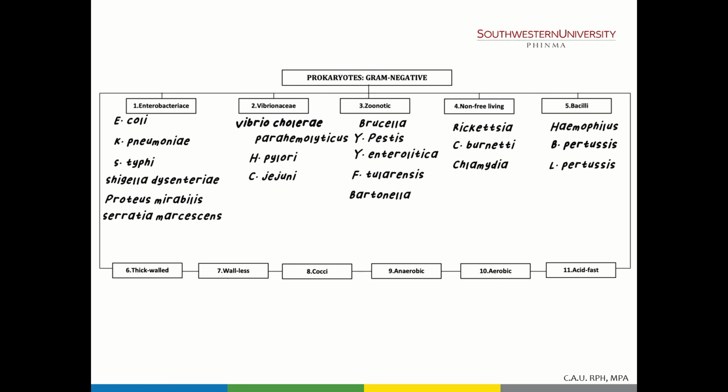So for me not to forget the microorganisms under this group, I always associate them as thick-walled with a hamburger, or a thick hamburger that has bacon, lettuce, and tomato. Bacon is Borrelia causing Lyme disease, lettuce is Leptospira causing leptospirosis, and tomato is Treponema causing syphilis. So first is Treponema pallidum, or the tomato in our hamburger.